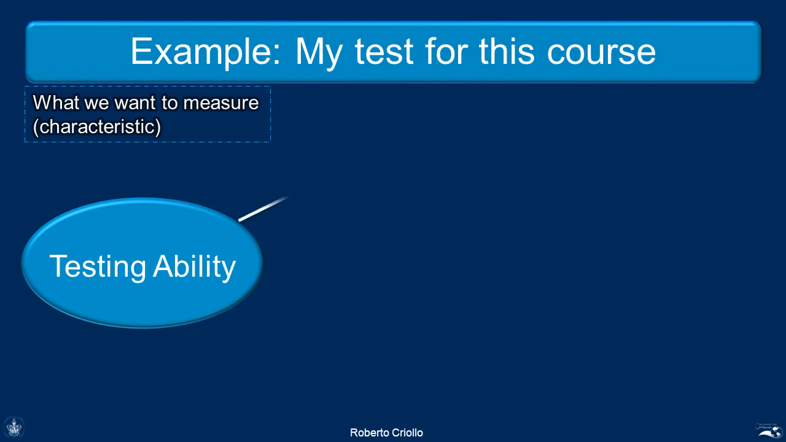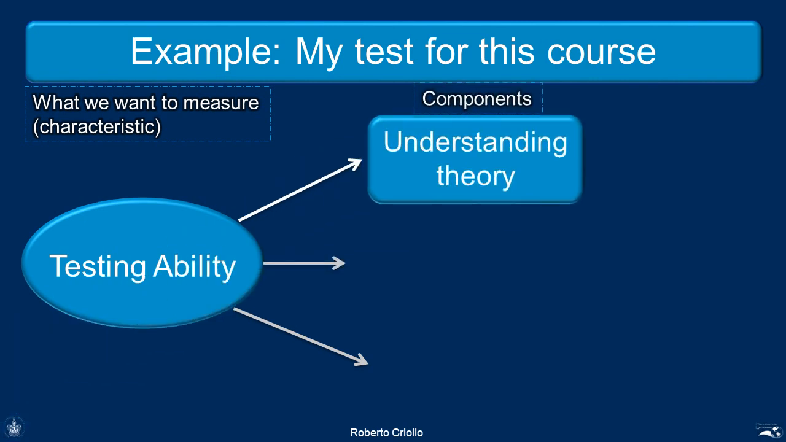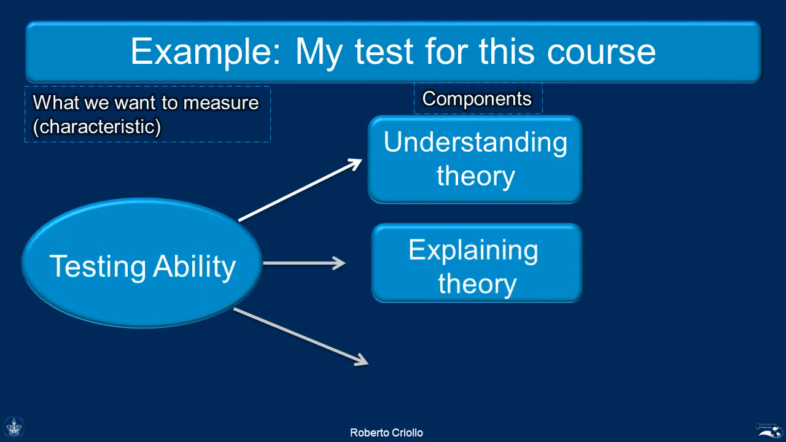Now, this ability is made up of at least 3 components. First of all, understanding theory. Before you can administer, design, or analyze the results of tests, you will need to understand the theory related to evaluation, assessment, and testing. The second component is explaining the theory. Not only should you be able to understand the concepts, but you should be able to explain them, to analyze, to compare, and to contrast them.